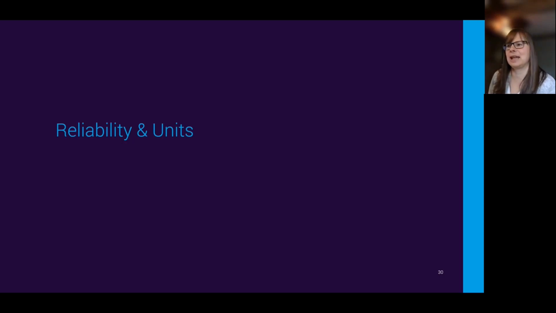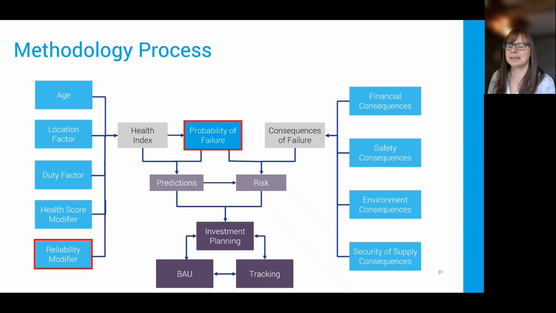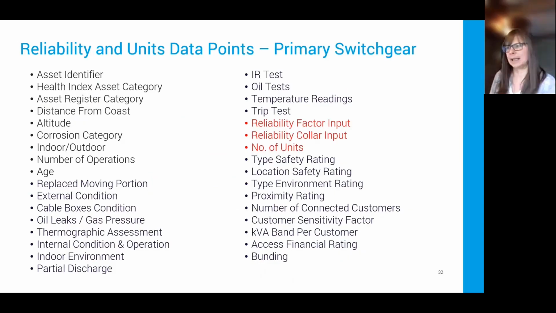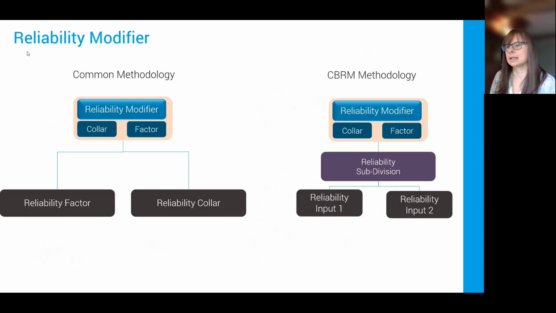So we'll move on and do reliability and units. These are not really related, but I bucketed them up just for completeness. Reliability comes in at the health score, and the units comes in at the probability of failure as a multiplier. So these are the elements on here. We're looking for a factor, a collar, and a number of units. The number of units is universal, and I'll talk about that in a second.